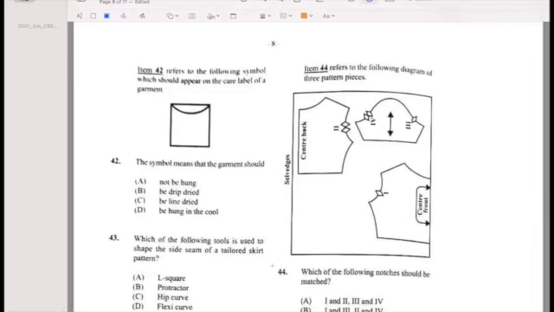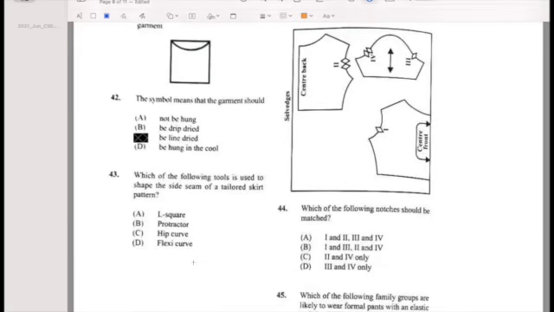Sorry, what does the symbol mean? What is the symbol that represents 42? So 42 will be C. 43, which of the following tools is used to shape the side seam of a tailor's skirt pattern? 43 is C. So we're talking about the hip curve.